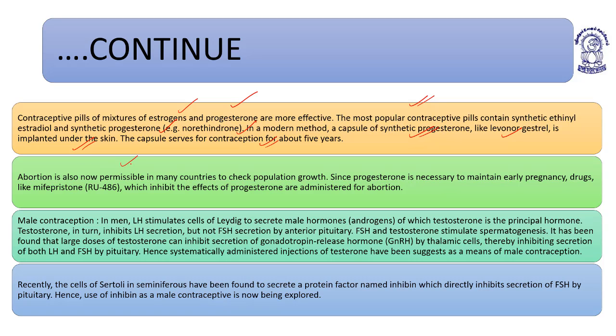Abortion is also permissible in many countries to check population growth. Since progesterone is necessary to maintain early pregnancy, drugs like mifepristone, RU486, which inhibit the effects of progesterone, are administered for abortion.